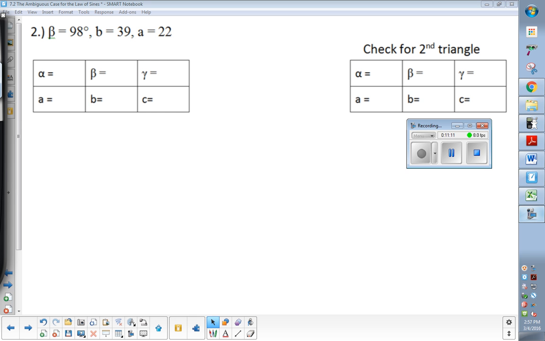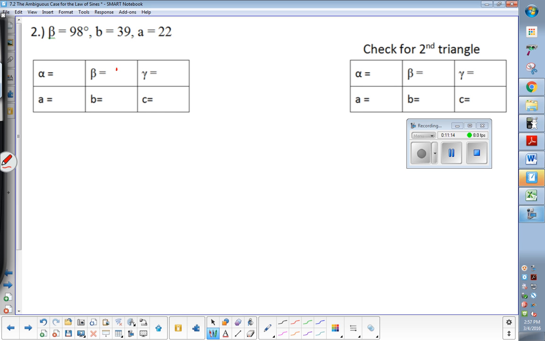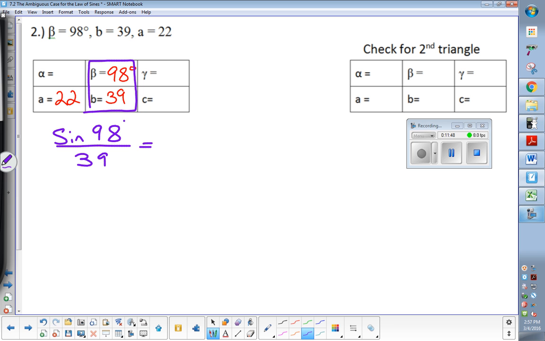So looking at example 2, beta is 98, B is 39, and A is 22. I know that that's A and not alpha because there's not a degree sign. There's my setup. The first thing I'm always going to try to do with any problem here is law of sines. Braylon, can I do law of sines on this problem? Do I have 2 things across from each other? Do I have a partnership? Yep, you've got B and beta, so we can do law of sines. So let's set that up. Sine of the angle over its side length. Sine of 98 over 39.